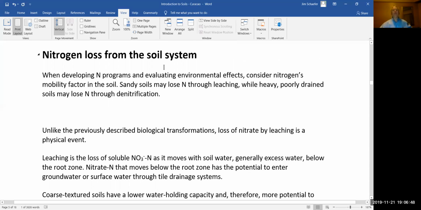Nitrogen losses from a soil system. When developing nitrogen programs and evaluating environmental effects, consider nitrogen's mobility factor in the soil. Sandy soils will lose nitrogen from leaching, while heavy, poorly drained soils will lose nitrogen from denitrification.